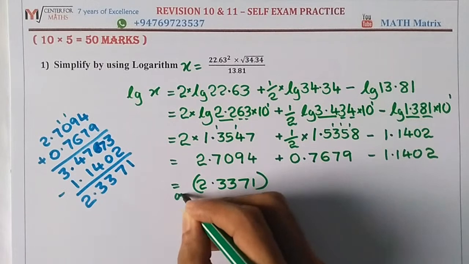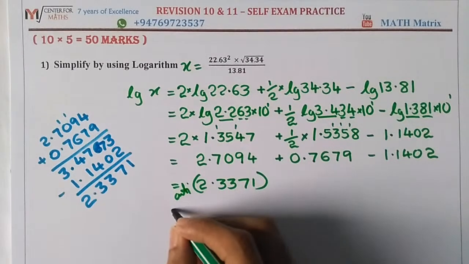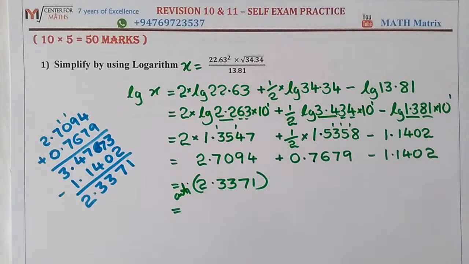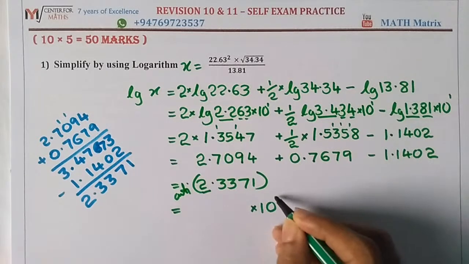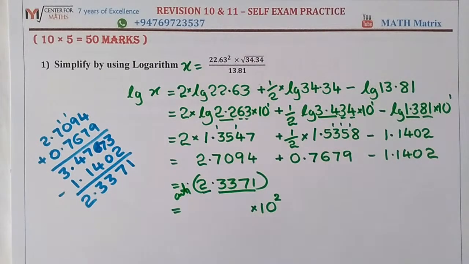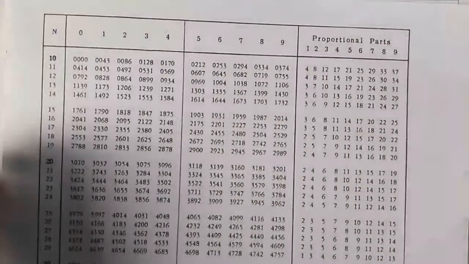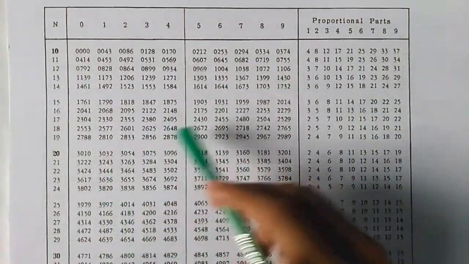Right, so now we'll find the antilog of this. So how to find the antilog of this? This is the method. Again, we have to go to that chart here. First of all, the characteristic is 2, so we can mark this as 10 to the power 2. So now we have to find the antilog of 3371. So how to find the antilog of this 3371? This is the method. So now we'll go within this table.